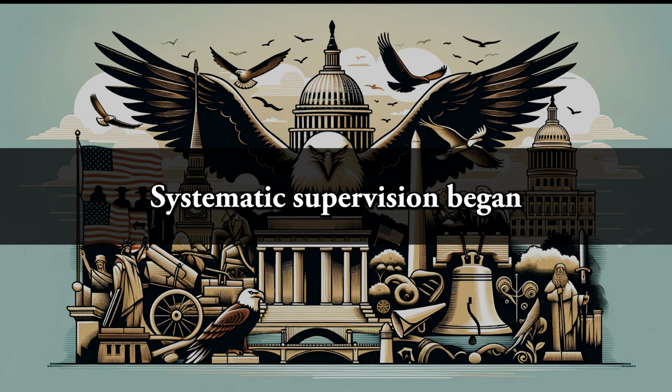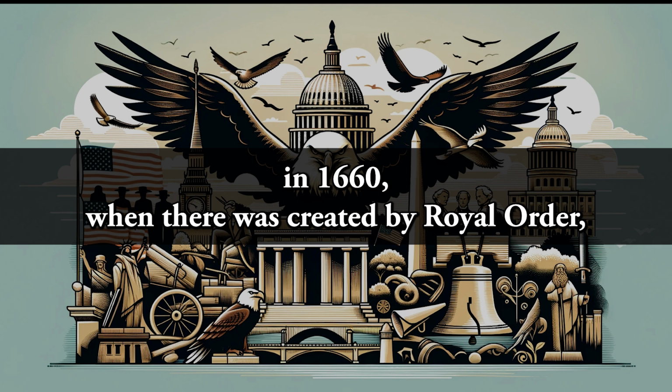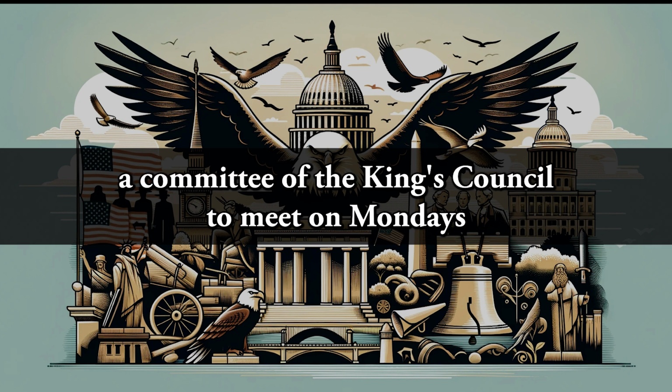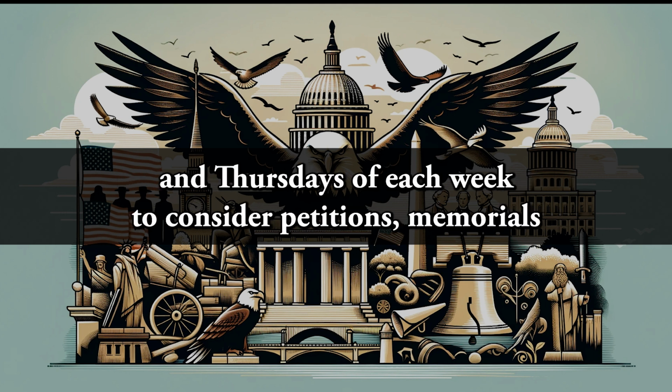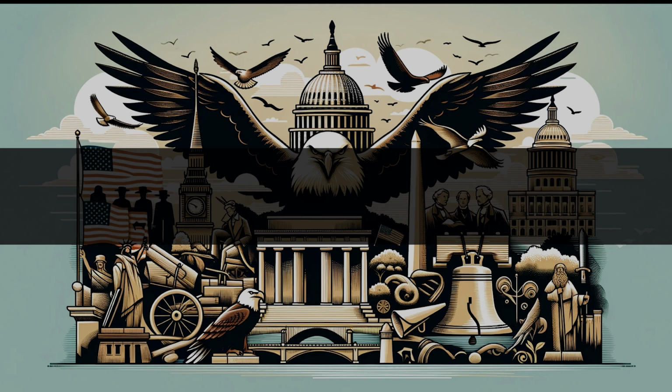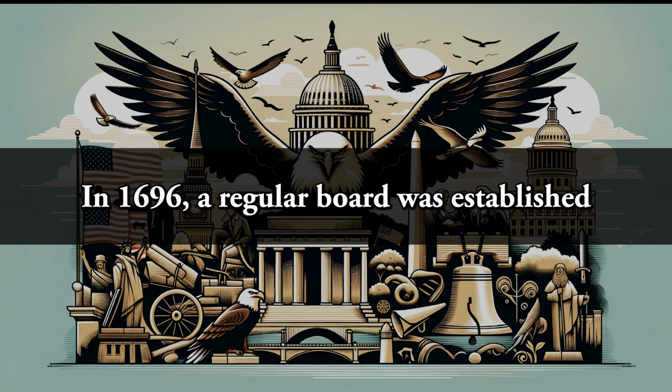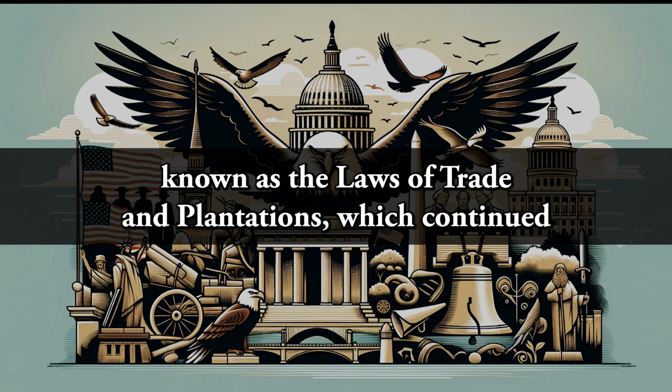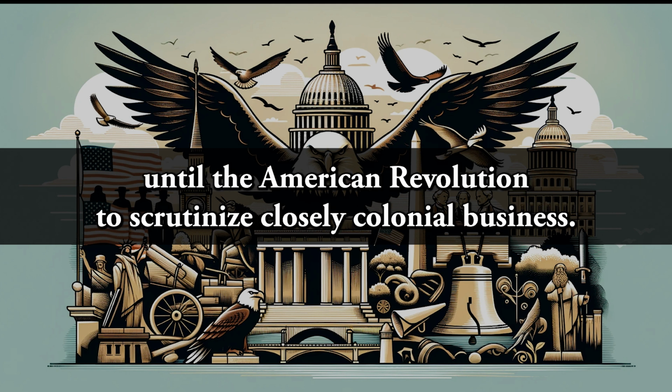Systematic supervision began in 1660, when there was created by royal order a committee of the King's Council to meet on Mondays and Thursdays of each week to consider petitions, memorials, and addresses respecting the plantations. In 1696 a regular board was established, known as the Lords of Trade and Plantations, which continued until the American Revolution to scrutinize closely colonial business.